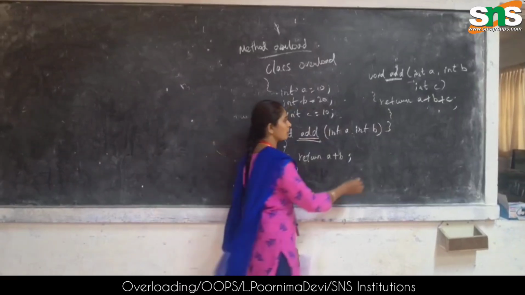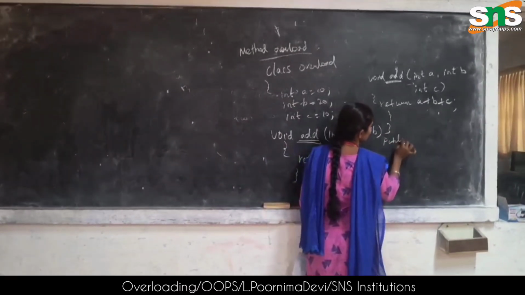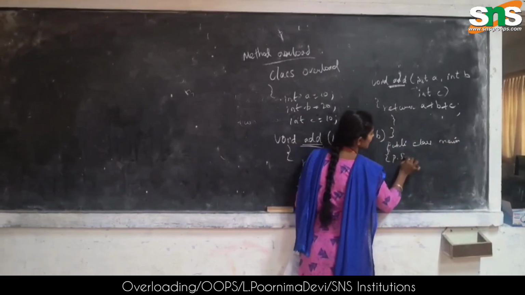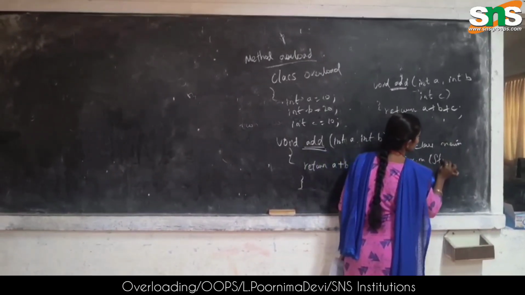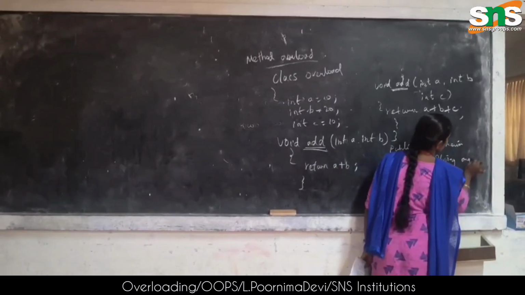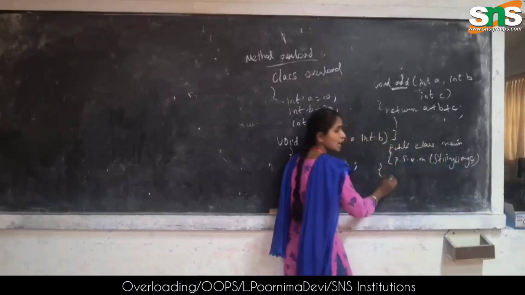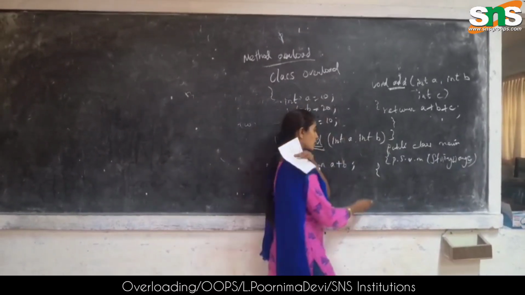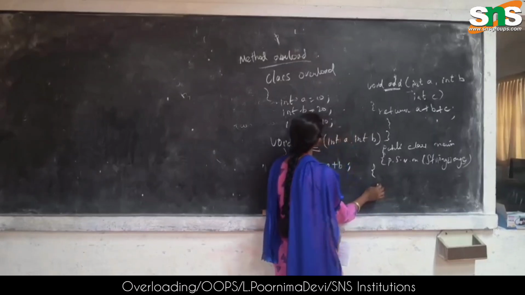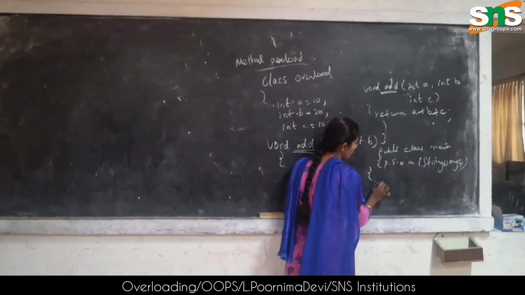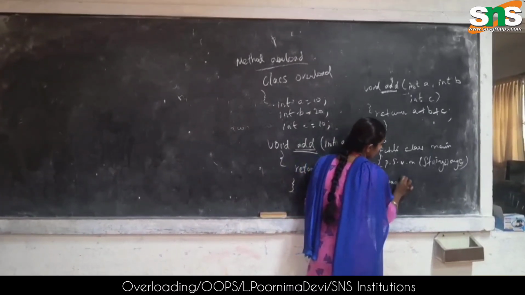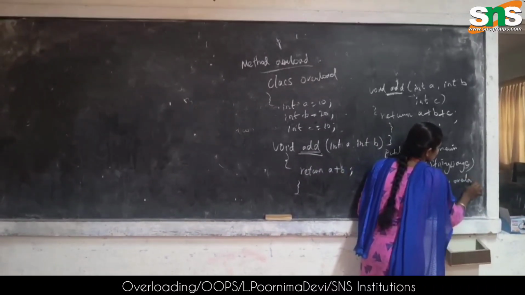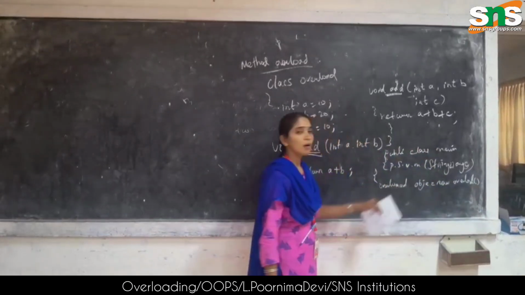In my main class, public class main, in this main function, public static void main(String args), I want to create an object for that particular class Overload. My class name is Overload, so Overload a = new Overload(). This is my object creation.